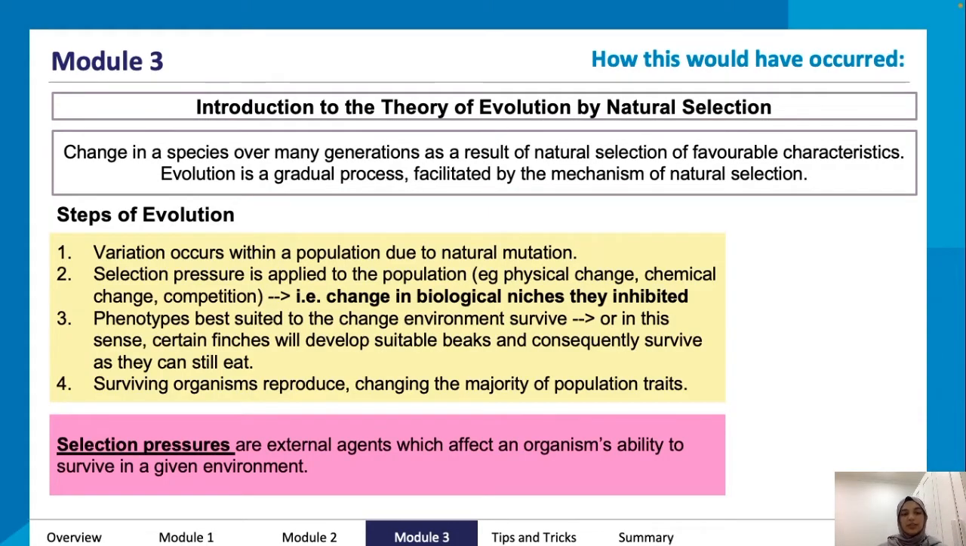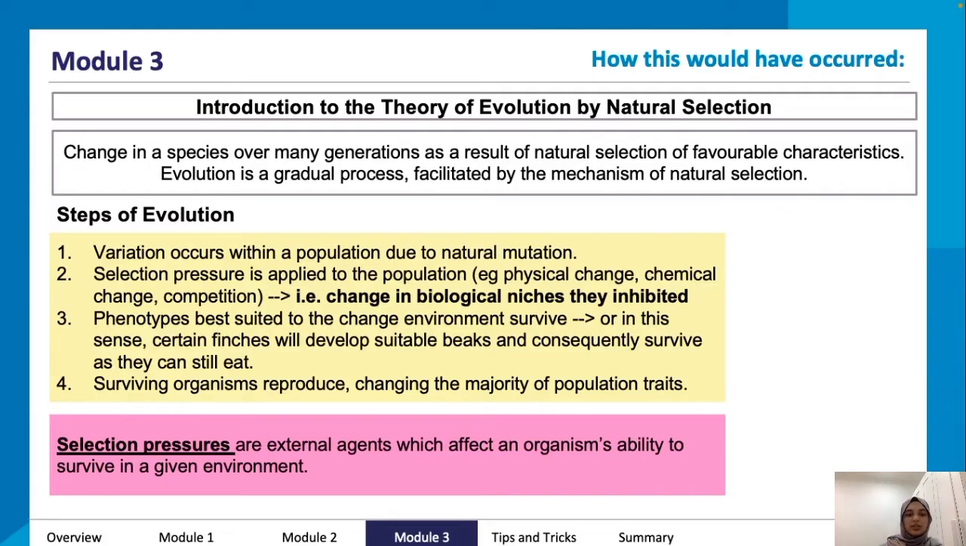So, steps of evolution. How would this have occurred? First of all, there's a variation that occurs within the population due to natural mutation. So think back to the variation of the moth, so that one was black, or there were a few black ones and a few white ones. Selection pressures are applied, so physical change, chemical change, competition, so changes in biological niches are adapted or inhibited.